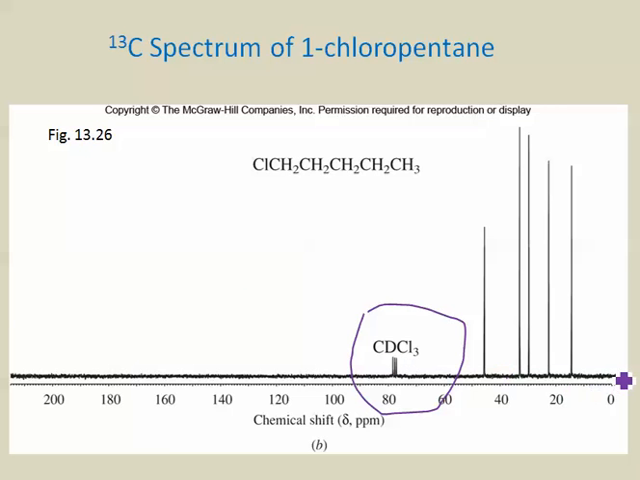And even though there's not a peak for TMS, that is our standard reference point for carbon NMR spectra. It's the carbons in the methyl groups for TMS that we are using as the basis for our chemical shift scale, just as we use the hydrogens in TMS to do the proton NMR spectra.